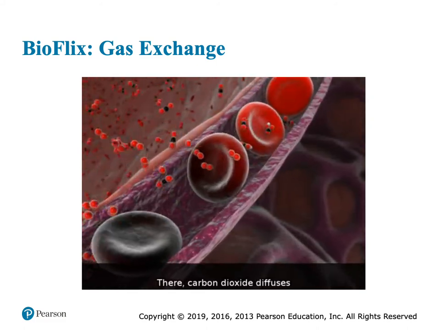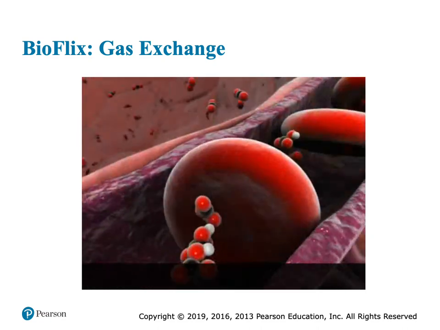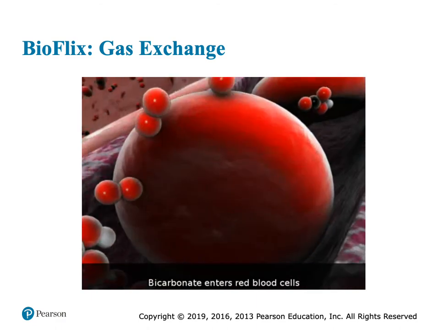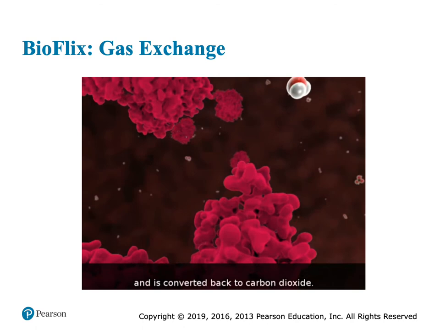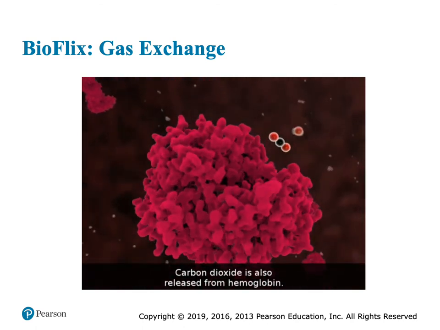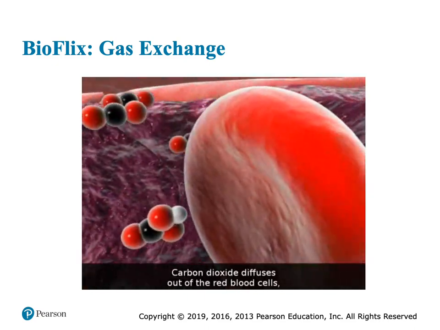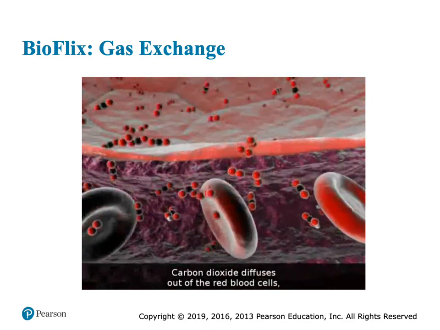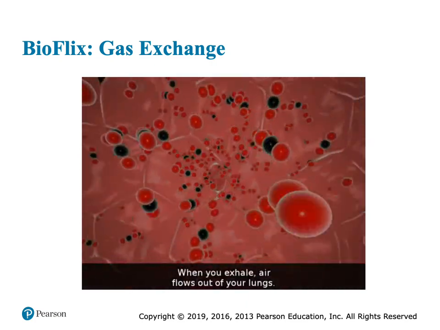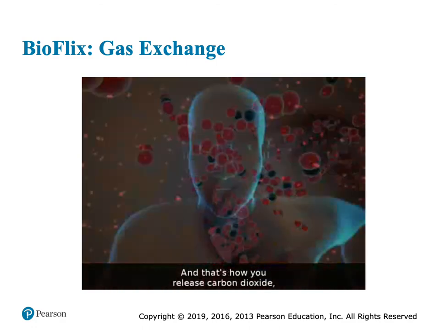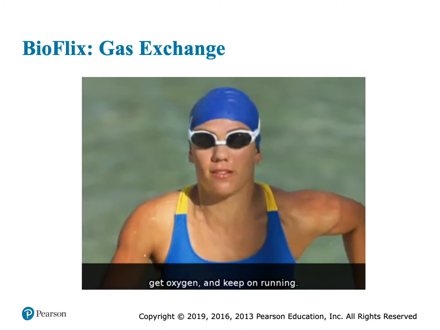There, carbon dioxide diffuses from the plasma into the alveolus. Bicarbonate enters red blood cells and is converted back to carbon dioxide. Carbon dioxide is also released from hemoglobin. Carbon dioxide diffuses out of the red blood cells into the plasma and into the alveolus. When you exhale, air flows out of your lungs. And that's how you release carbon dioxide, get oxygen, and keep on running.